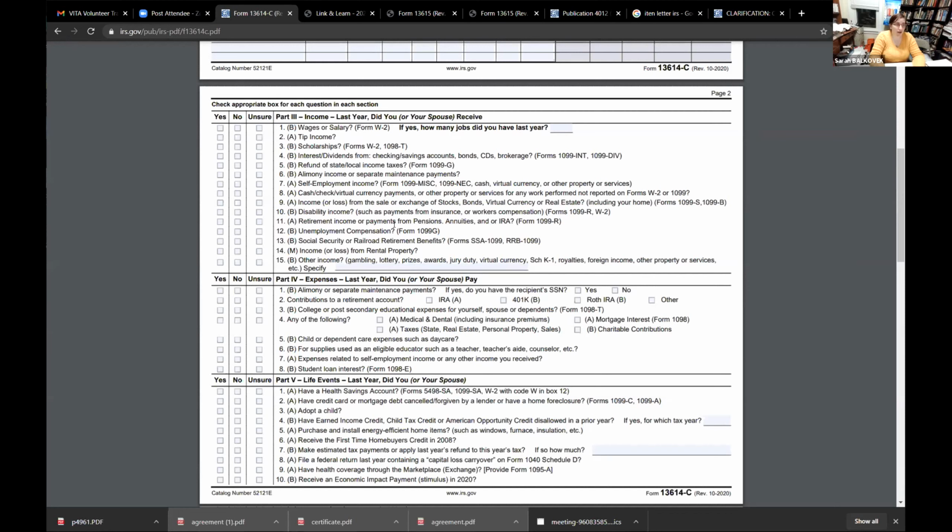And then other income: gambling, lotteries, prizes. I donated $20 a couple of years ago to Junior Achievement in Moline, and I ended up winning their $1,000 grand prize. So I had to declare that on my income because that was considered taxable income. Jury duty, Schedule K-1s. I have not seen a K-1 in VITA in all of my years. K-1s are ownership and interest and that sort of thing. Royalties, if you have like a book that you sold, that sort of thing. Foreign income, very occasionally, I will see something from Canada or something like that.